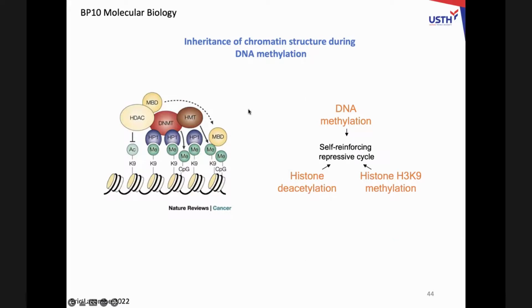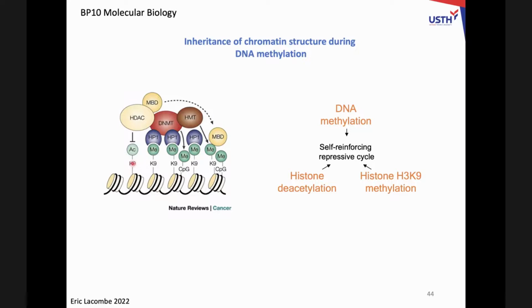Okay, this is a summary of what I just told you. You have to understand that it is a self-reinforcing repressive cycle. Do you understand? Because DNA methylation. So here you've got all the partners. So take care, and you tell me if you see it very clearly. Here we've got the nucleosome. When it's written K9, it's lysine number 9 of histone H3.